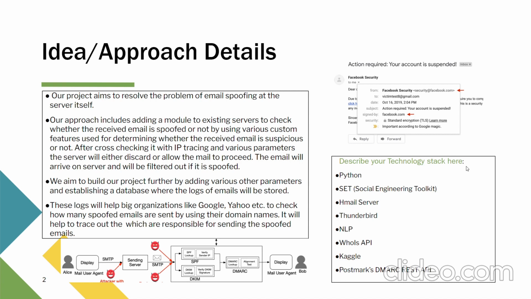To address this problem, we decided on an approach including two methods to determine whether an email is spoofed or not. Our primary approach includes IP tracing. In IP tracing, we are going to check if the IP is from a valid domain or not. To explain this more properly, I would like to take an example.